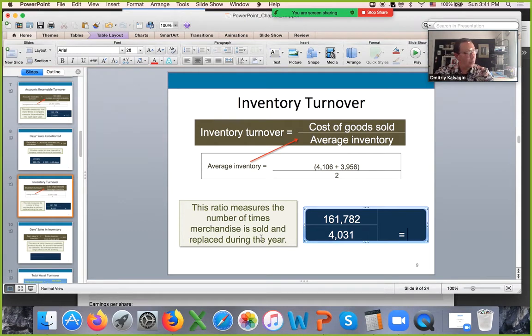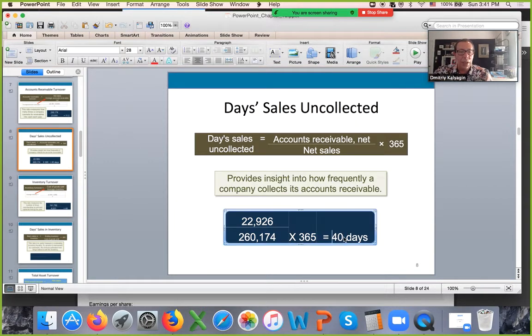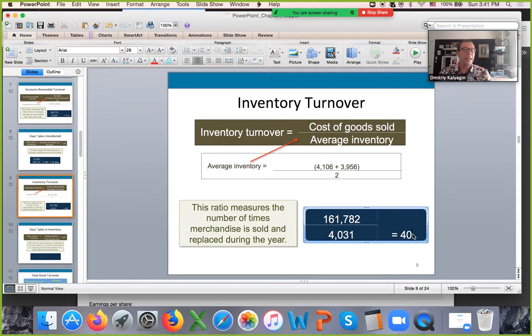Oh, in my previous one, I'm sorry guys, right here, it should be 32. I looked at the one, 32 days, not 40 days. And here it's going to be 40 times a year. So Apple sells its products very fast, and to no surprise, 40 times a year.